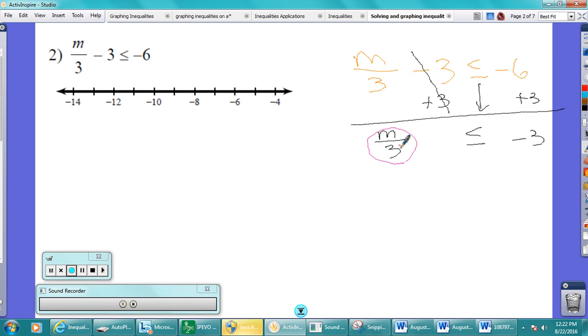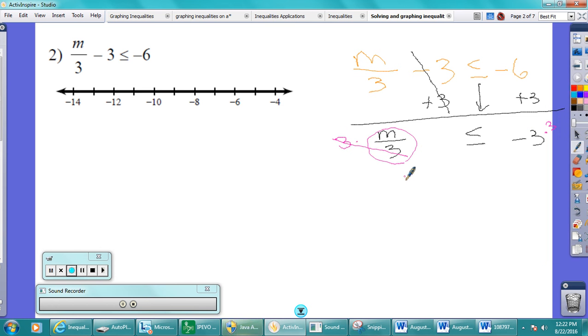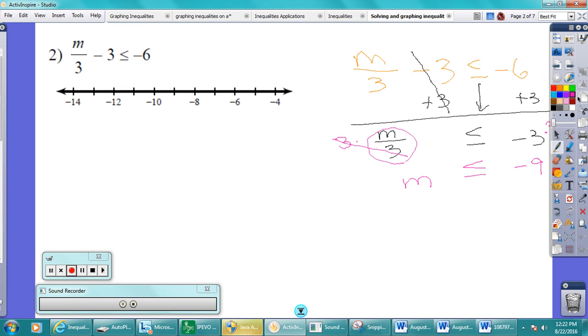Now I have a fraction. Remember, in order to get rid of the fraction, I multiply by the denominator. So I'm going to multiply this side by 3. Multiply this side by 3. The 3's cancel. I'm left with m. Negative 3 times 3 is negative 9. And then I'm going to keep my inequality sign.